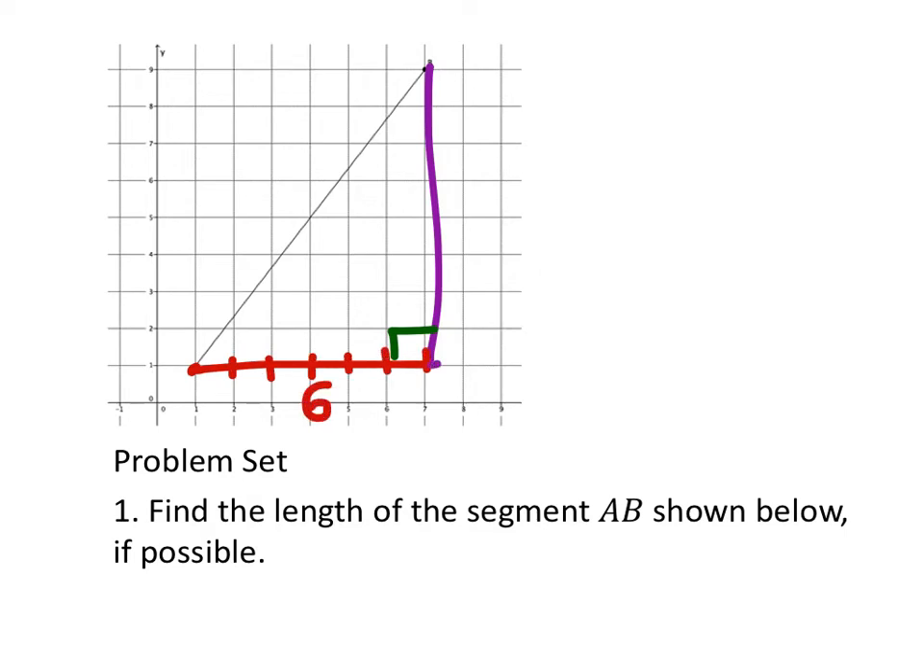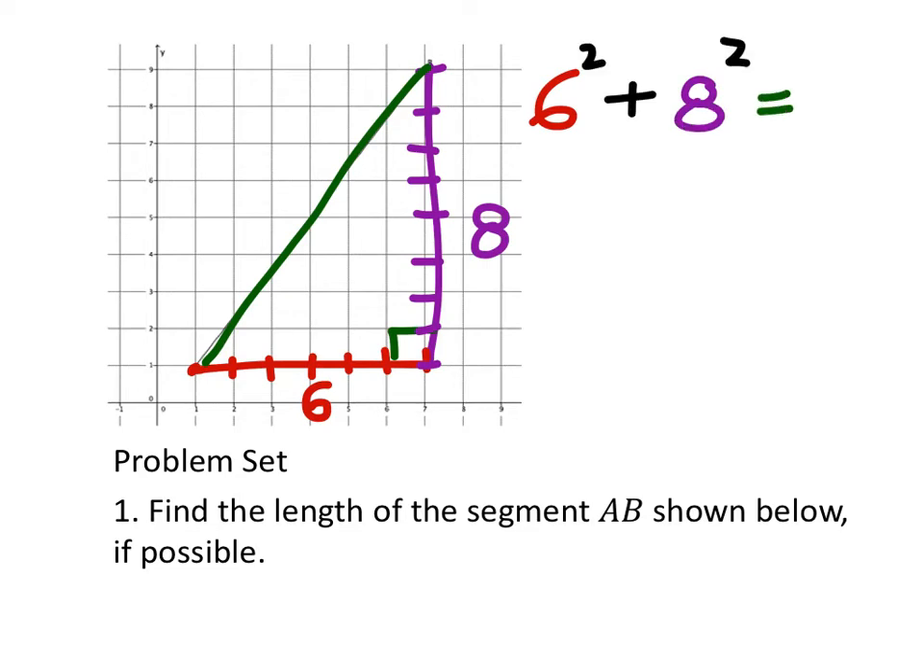And the purple line starting here. 1, 2, 3, 4, 5, 6, 7, 8. Alright, and we'll find the length of this hypotenuse then, which is the distance between the points A and B, or the line segment AB. So, I've got the two legs, 6 and 8.